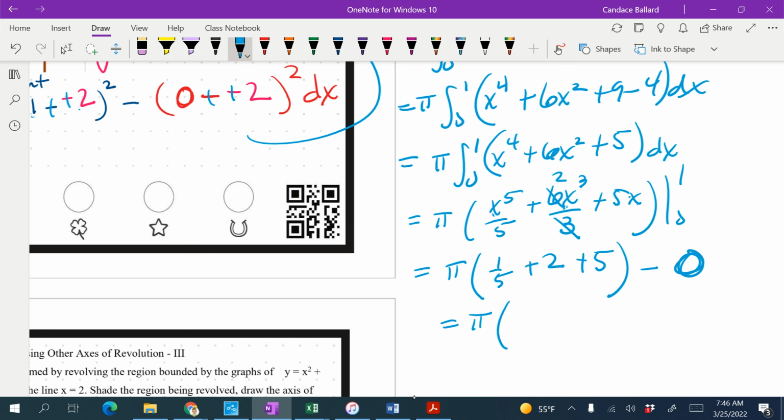I could make them all common denominators of 5. So if I multiply 2 by 5, I get 10. If I multiply 5 by 5, I get 25. And if I add those up, I end up getting 36 pi over 5.